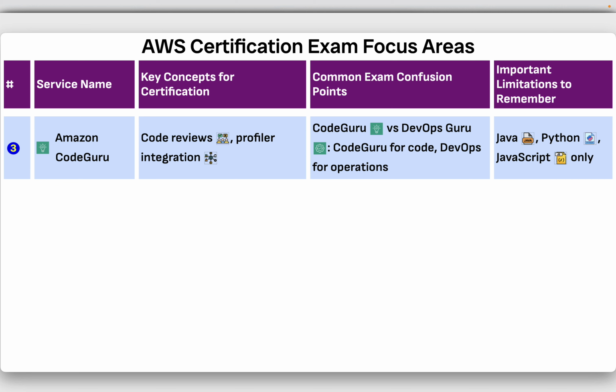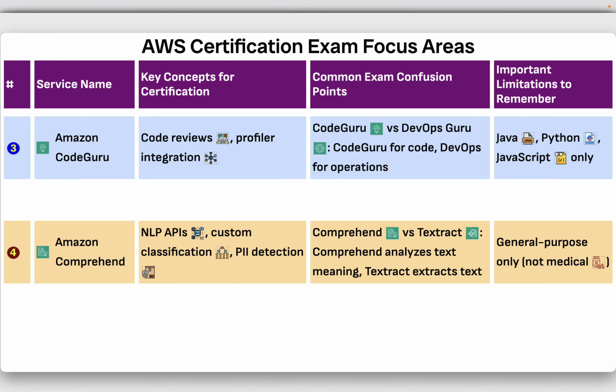Next is Amazon CodeGuru. Key concepts for certification are code reviews and profiler integration. And common exam confusion points are CodeGuru versus DevOps Guru. So CodeGuru is for code and DevOps Guru is for operations. And it supports Java, Python, and JavaScript only.